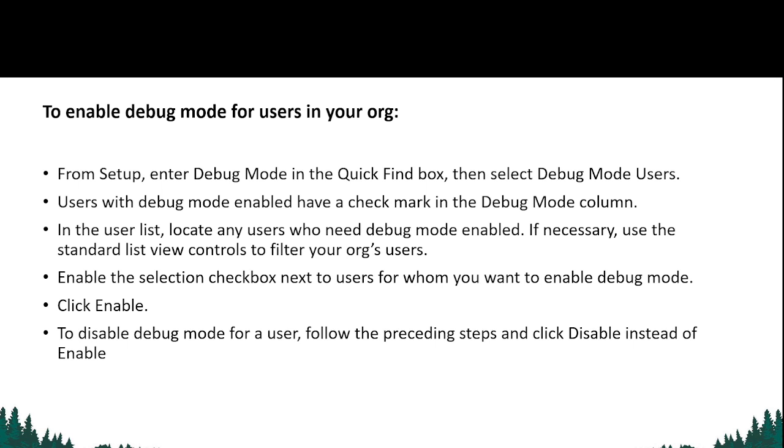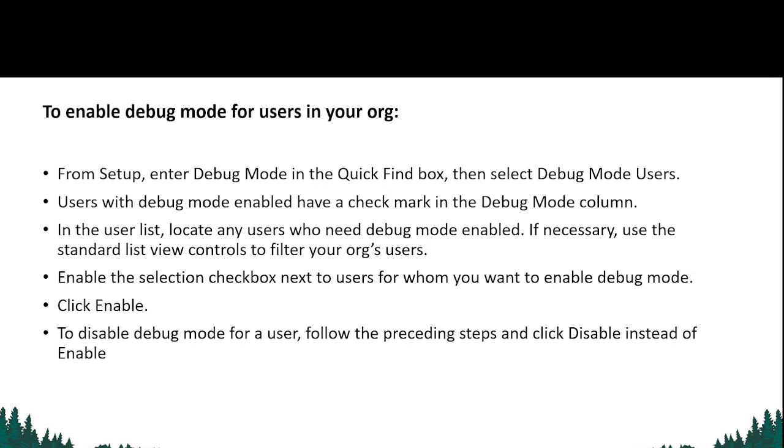Whenever I want to enable debug mode for users in the org, from here we go to Setup, and then enter debug mode in the quick find box. Then I select Debug Mode Users, and from there users with debug mode will be enabled, and we can check the check mark in the debug mode column.